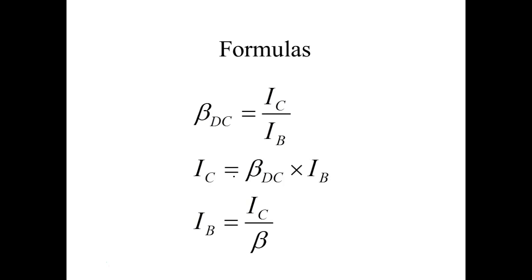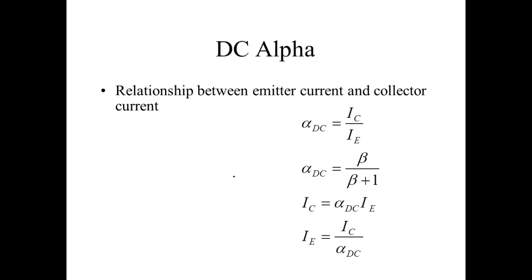And these are the formulas for beta. So if I know beta, I can calculate the collector current for that beta. I can calculate the base current that's required to get that collector current. Are we okay? Everybody okay? And these formulas should be on your phone.